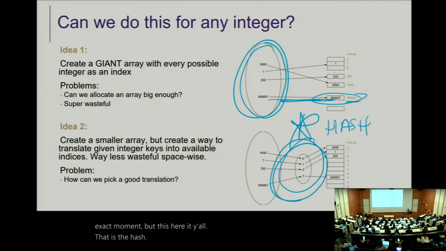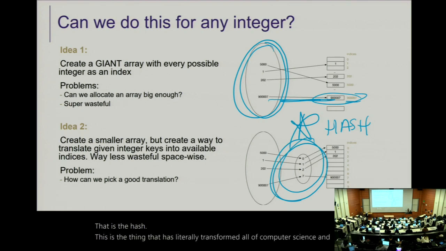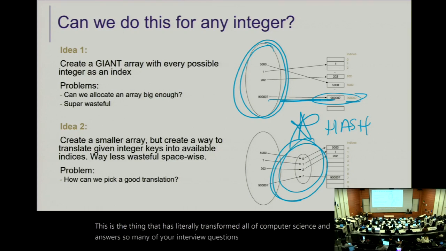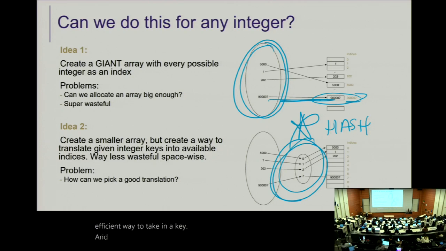This is the thing that has literally transformed all of computer science and answers so many of your interview questions. This idea of how we figure out an efficient way to take in a key and then find a specific location in our array where it will live. And I'm going to talk for the next 3 lectures about how we do that thing.